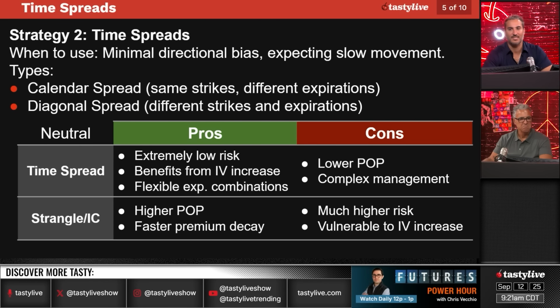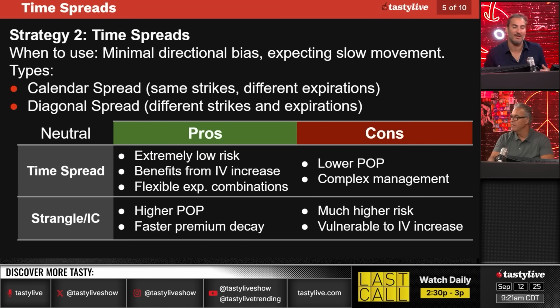So with the time spread, most of the time you have very low risk. The diagonal spread, you can add a little bit more risk because it's going to be a larger debit. The calendar spreads, low risk, low reward, low pop. They're just kind of nothing trades, very much engagement trades here.